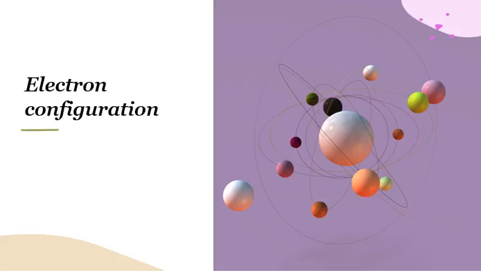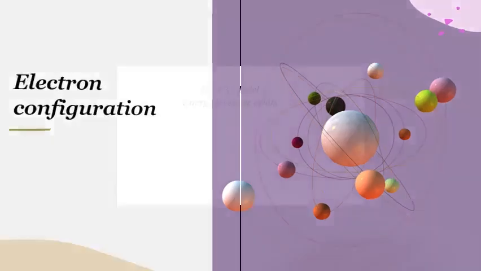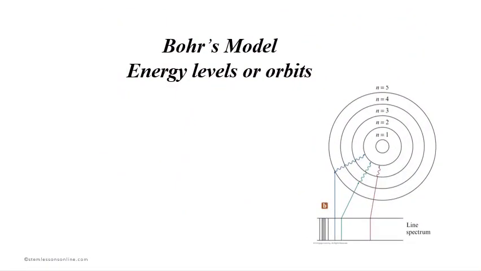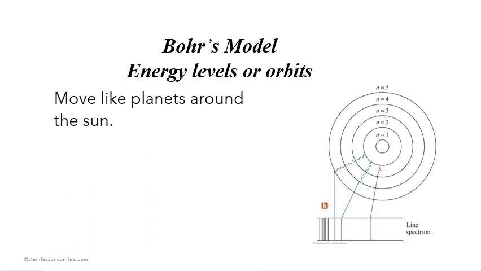In this video, we will see how to write electron configuration using the SPDF method. According to the Bohr model, electrons are moving around the nucleus like planets around the sun in a fixed path called orbits or shells, also called energy levels.